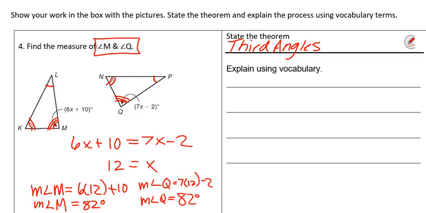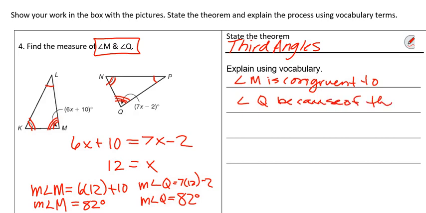So then it says explain using vocabulary. So we would say that angle M is congruent, or you could have said equal, to angle Q because of the third angles theorem.